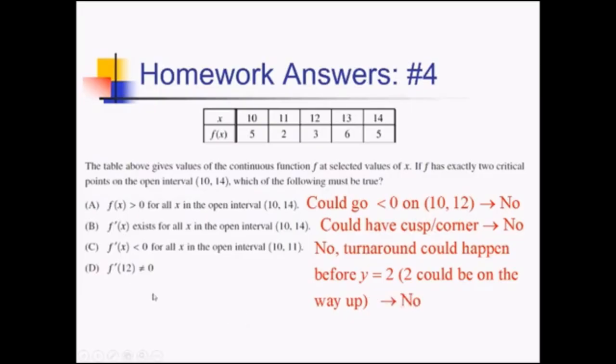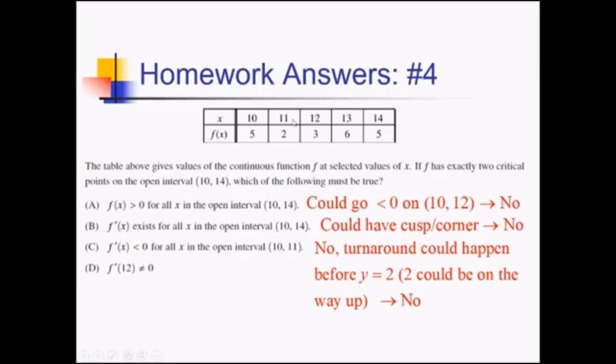And that leaves us with one more. D is looking pretty good because it's the only one that we haven't disproven yet. But let's see if we can actually prove this one. So f prime of 12 not equal to 0. So they're saying that basically there's no critical value at x equals 12. Can we prove this? We can.